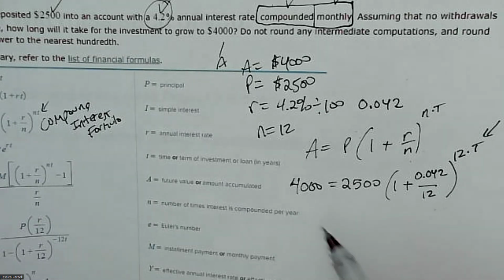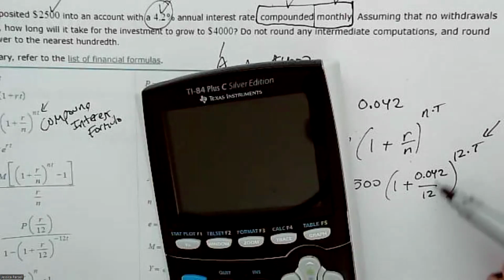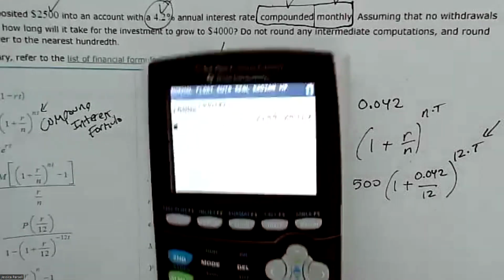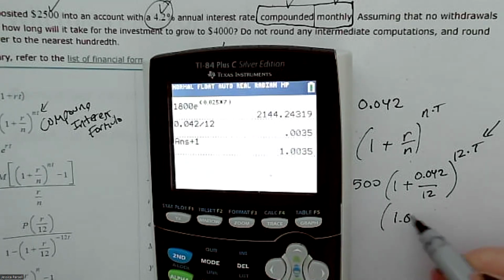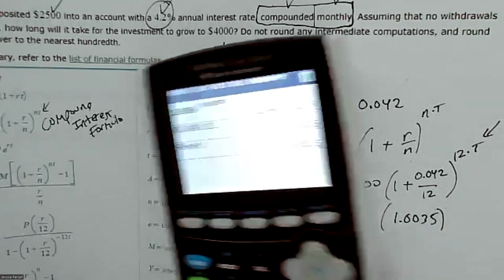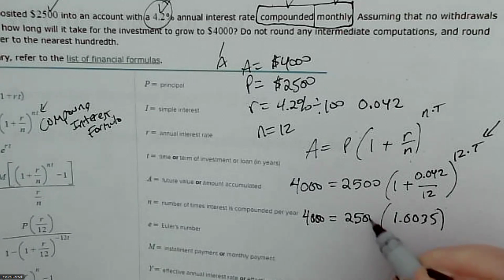First, I'm going to rewrite this problem with the parentheses taken care of. I want to take care of what's going on in here. So I would do 0.042 divided by 12 and then add 1 to it. For order of operations, you want to divide inside the parentheses before we add. This you can do on any calculator: 0.042 divided by 12 and then add 1 to it. So it's 1.0035. Okay, so let's rewrite out what we have. For me, that would be step 1. Take care of that. And I still have 12t.